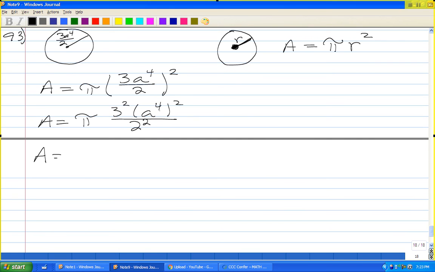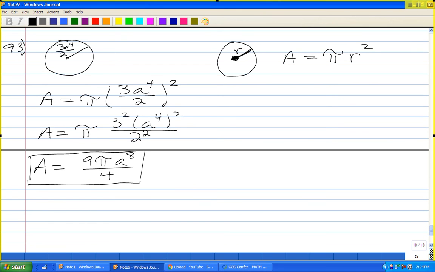So that is equal to 3 squared is 9 pi, a to the 4th squared. The base to an exponent to an exponent: keep the base, multiply exponents. 4 times 2, 8, over 2 squared, 4. And that is the area of your circle.